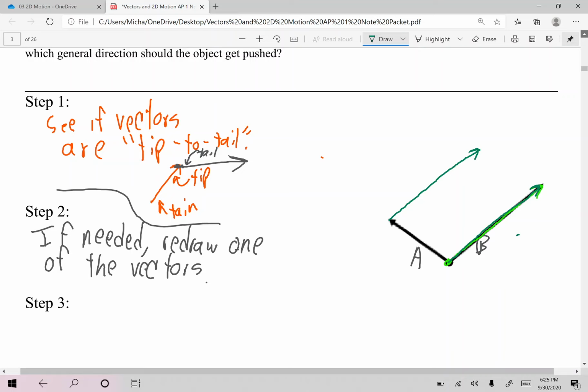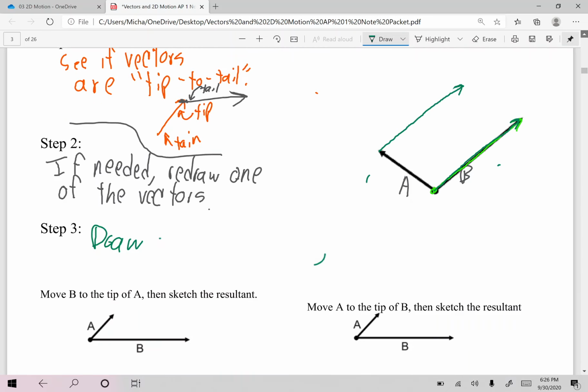Awesome, and the reason this works is now we're tip to tail, right? See the tip of this arrow touching the tail of that one? They're like in a chain, one after the other. That means that we're finally ready to draw the resultant. So, that's actually exactly our last step. Draw the resultant.